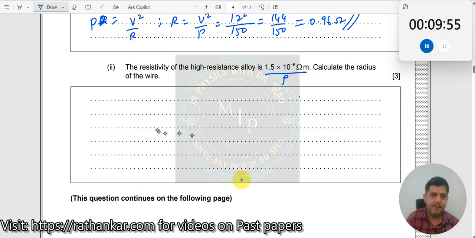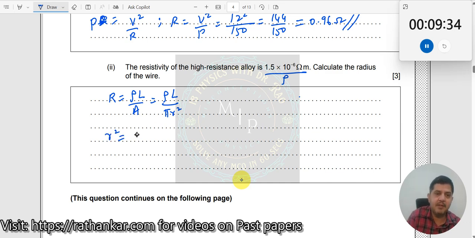What is the radius of the wire? So how do we do it? When resistivity is given, the direct formula is R equal to rho L divided by A. Rho is already given. L is the length of the wire and area is nothing but pi r square. If all the values are plugged in, you can easily get the value. Taking r square as the subject, r square should be equal to rho L divided by pi R. And thus the value of r should be equal to the square root of rho L divided by pi R.